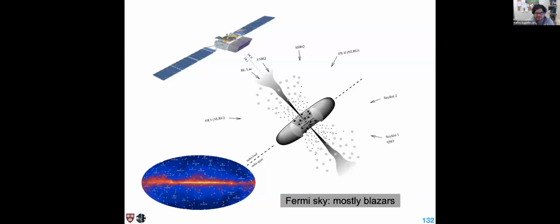So what are these sources? Well, most of Fermi sources are actually blazars. So let's talk about multi-messenger astronomy.